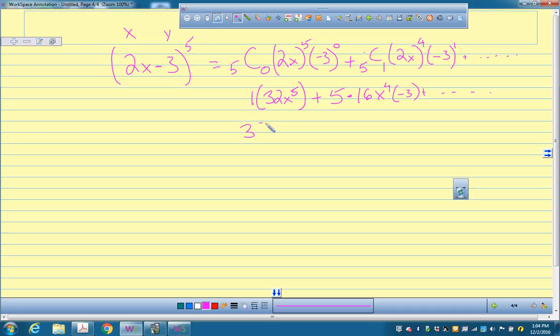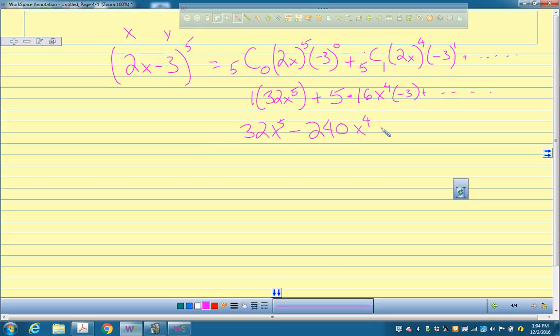This becomes 32x to the 5th. 5 times 16 is 80 times negative 3. So your second term would look like negative 240x to the 4th power plus dot, dot, dot. Tricky, huh? Easy. It's fun. I think it's cool. It's tedious. Okay. So then, what's the answer for that one? 17. Never mind.